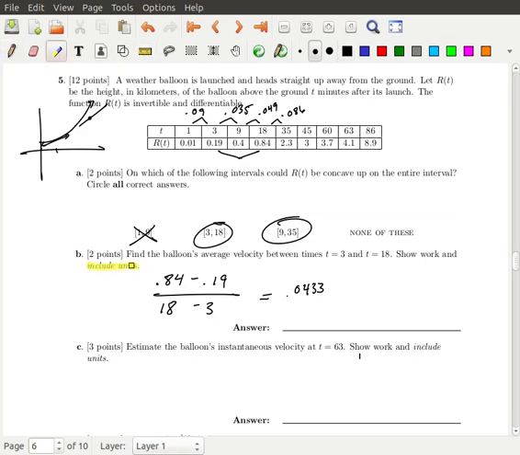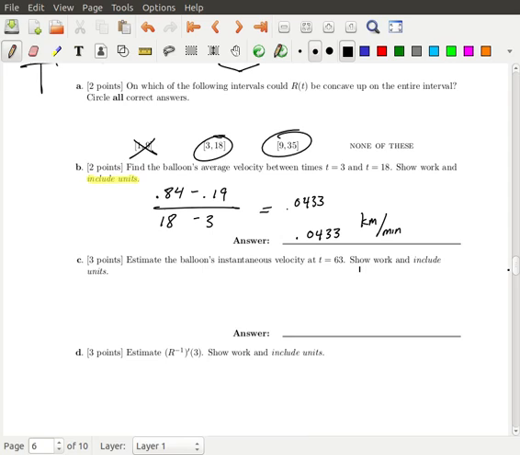And here's a really critical thing to notice. It says include units. So I'll write 0.0433. It didn't say exact form, so I'm fine rounding there. And what are the units here? It's the height in kilometers, t minutes. So we have kilometers and minutes. And so the rate, the top part will be kilometers, the bottom will be in minutes, and so this is kilometers per minute.